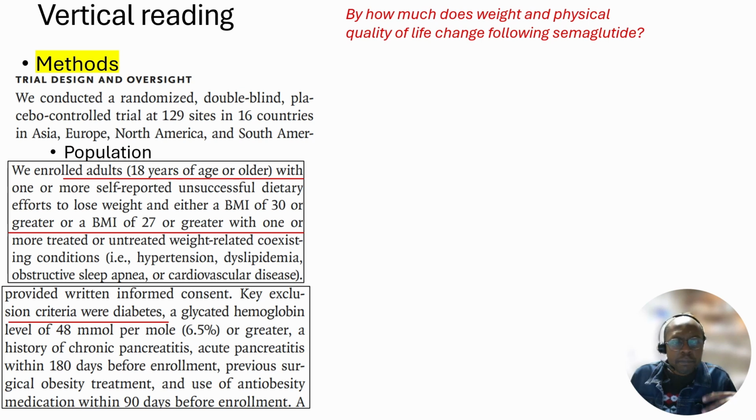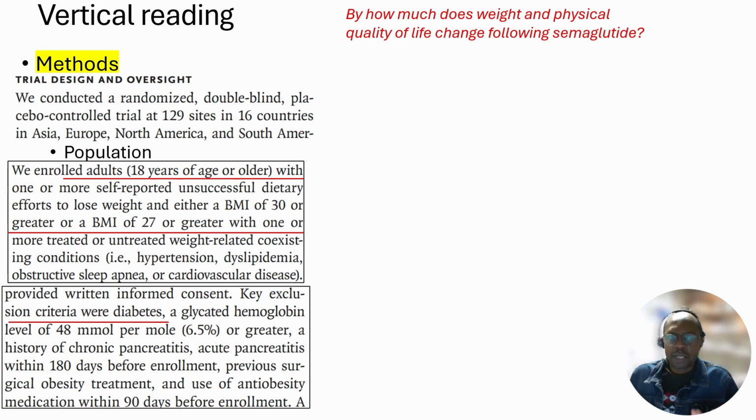So, what is the population? It's important to define what your population is. This is adults 18 years or older. It's key to note that it is people who have had prior unsuccessful dietary efforts to lose weight, and they have either a BMI of 30 or a BMI of 27 with one or more untreated weight-related coexisting conditions. Furthermore, they also describe the key exclusion criteria.